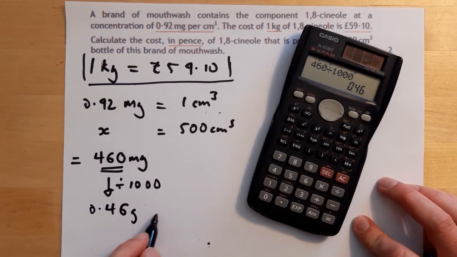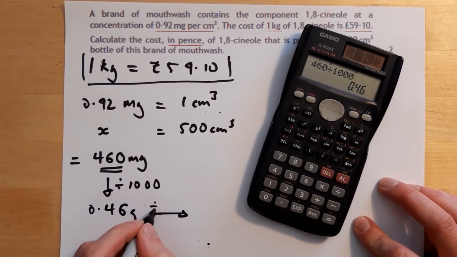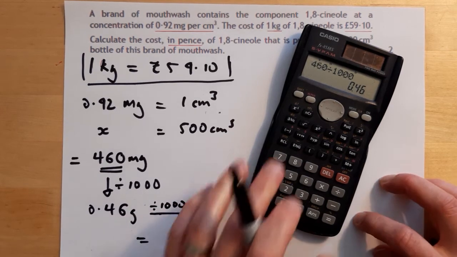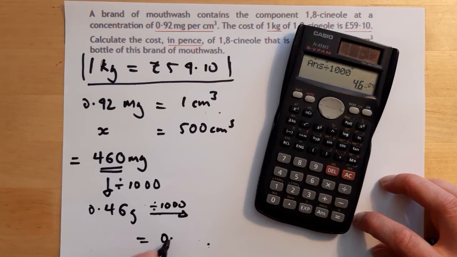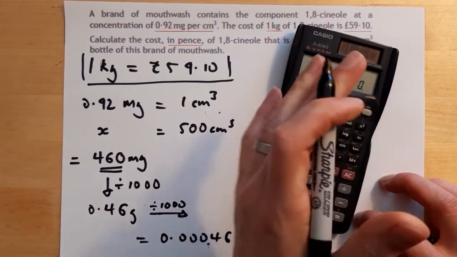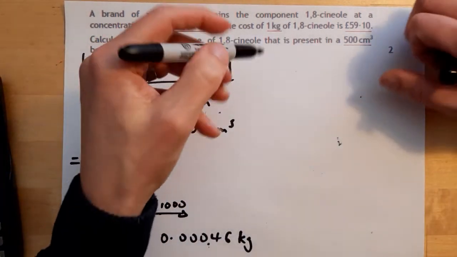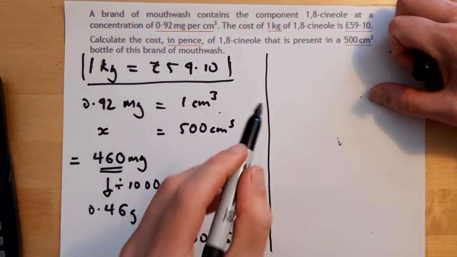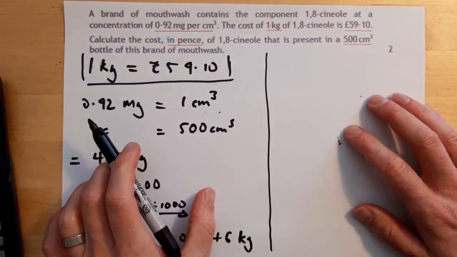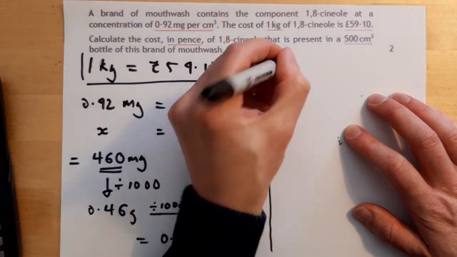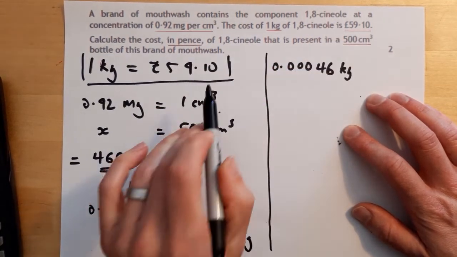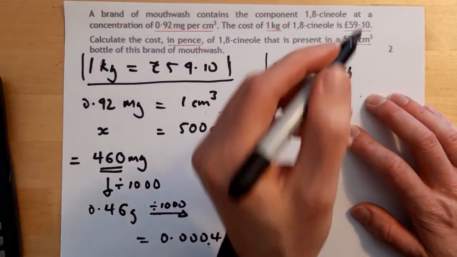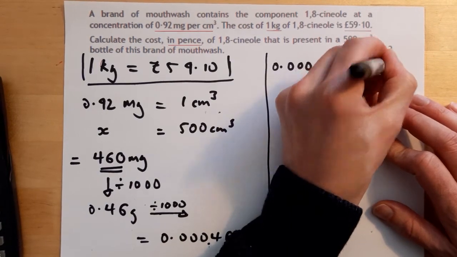We're going to divide it by 1,000 again. Let's do it this way because we've run out of space. Equals 0.00046 kilograms. So in other words, let's go up here. Let's draw a line down here to signify the difference. So what does that tell us now? We have 0.00046 kilograms, and we need to know the cost in pence for how much that is. So we'll do it in pounds first, then we'll convert it.